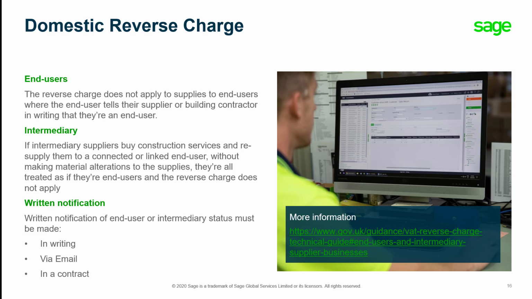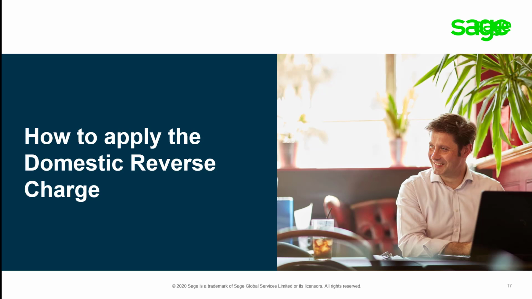So reverse charge doesn't apply to supplies to end users or intermediary suppliers. They are considered the end of the chain and normal VAT rules must apply. Communication must be made and it must be in a written notification of end user or intermediary status. And this can be made in writing, via email or in a formal contract. This was previously considered desirable, but is now a requirement, and this came into effect in June 2020.